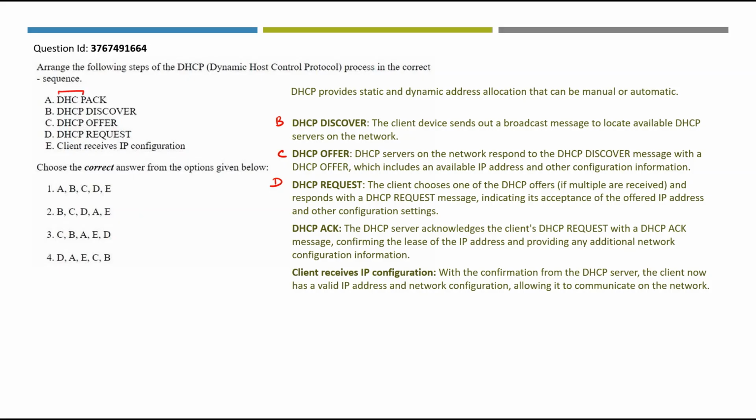Actually, it is given together. It is DHCP and ACK. This will be A. And client receives IP configuration will be E. The order will be B, C, D, A, E. Option number 2 will be the right answer.